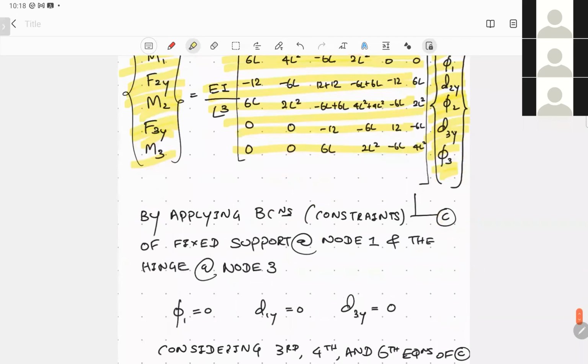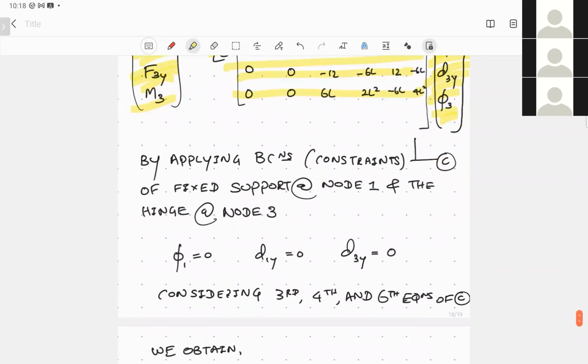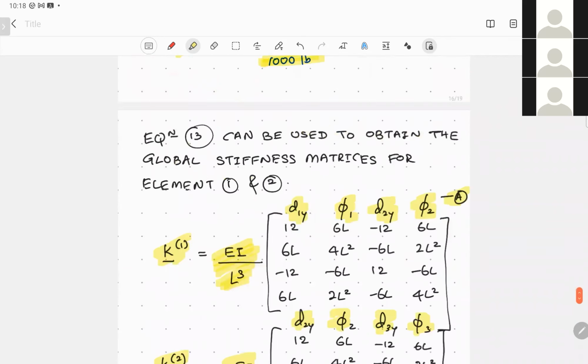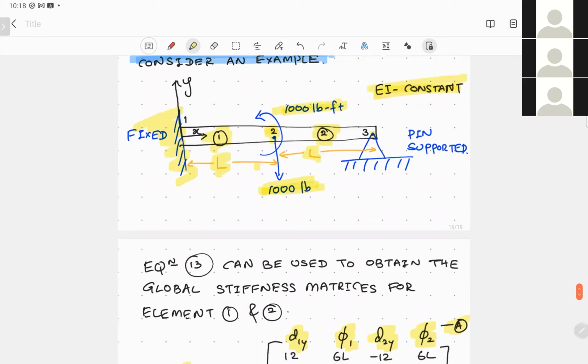So what are the boundary conditions that we know that we can apply? We know at node 1 it is fixed, and at node 2 it is a hinge or pin supported. So at node 1 it is fixed, which means the transverse displacement in the y direction is 0, and since it is fixed, we assume that there can be no rotation also at node 1.